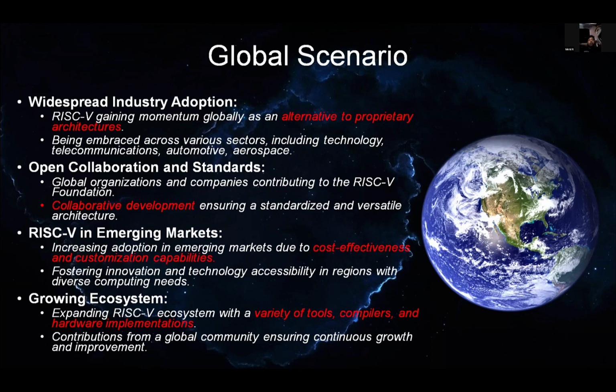We also have a lot of emerging markets that are looking at cost effectiveness and customization. If you look at India, given that we haven't gotten into the semiconductor industry as strongly as a lot of other countries around, RISC-V makes a really good entry point, like we're seeing with the Vega processor and so on. Everyone is incorporating this new open source architecture as the starting point. So that's how we can see it impacting the global scenario.